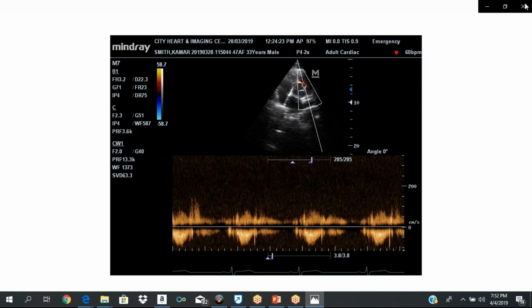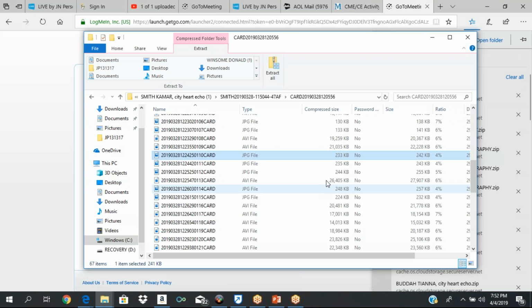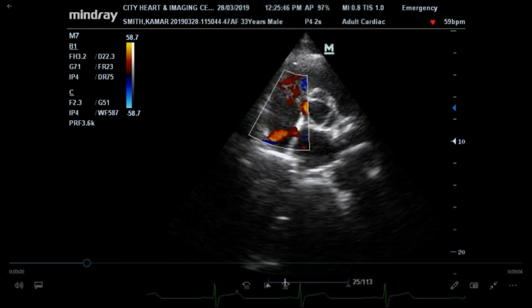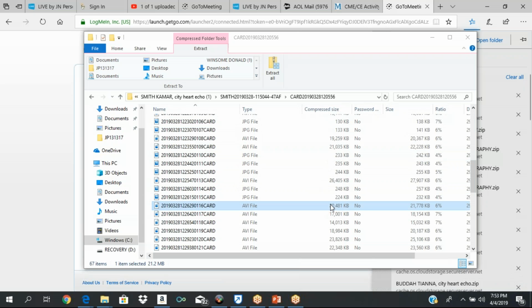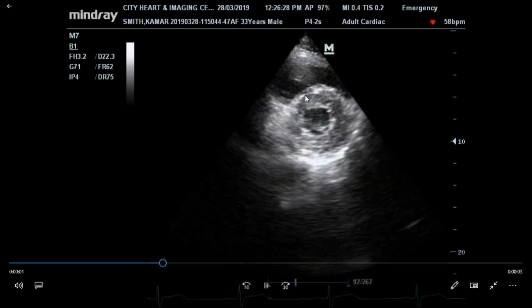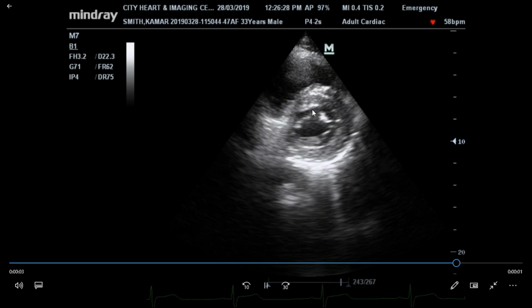So that's your short axis. Remember, the angle of the transducer is downwards. We're not doing color. So this is short axis at the base.